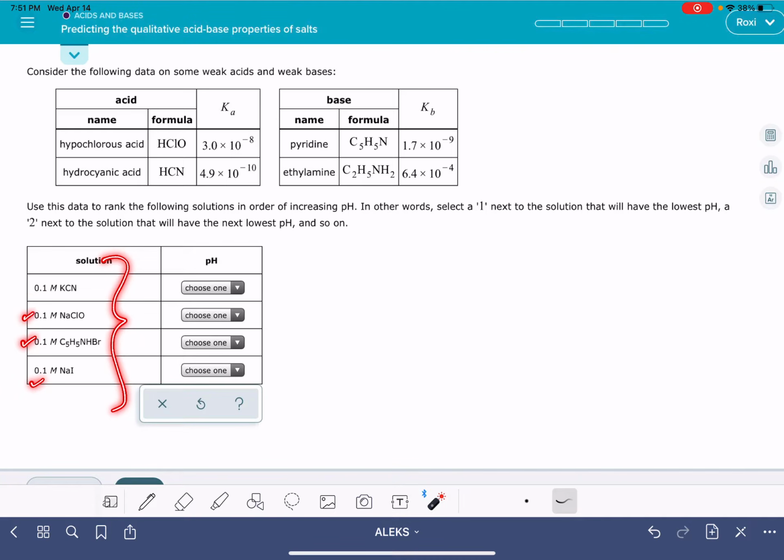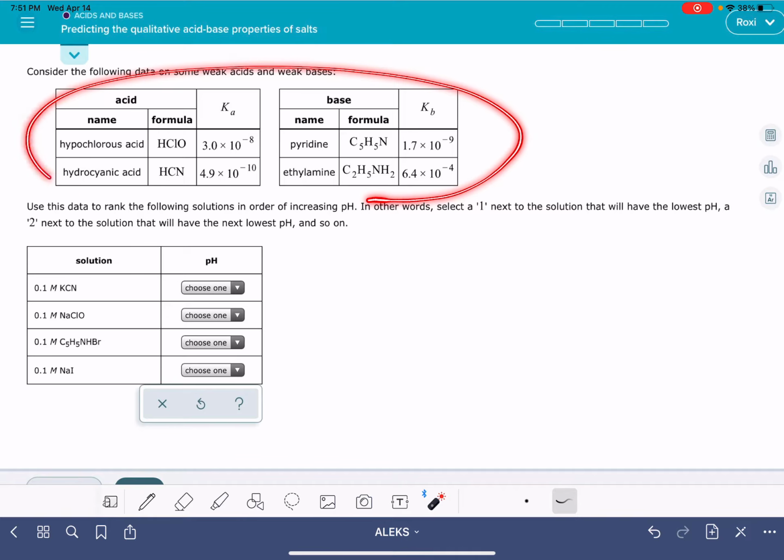Notice that they all have the exact same molarity, and you're being asked to rank these solutions in order of increasing pH. You're not going to be asked to calculate the pH of these solutions. You're just going to be ranking them. So, you're going to put a 1 next to the solution that has the lowest pH, the most acidic.